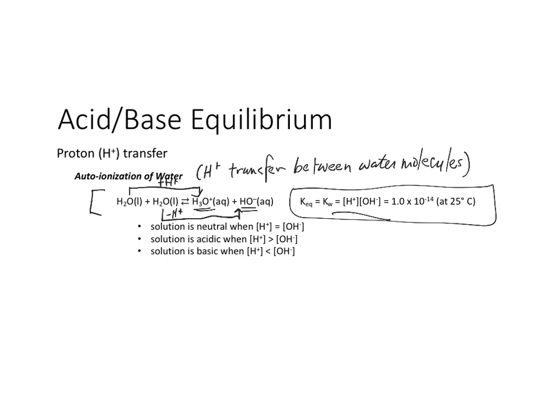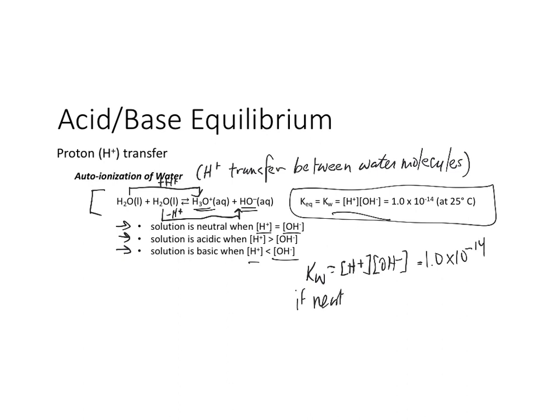You will have access to that relationship at all times and access to that value, but let's look at it. Now, when a solution is neutral, that means that H plus and OH minus are in equal concentrations. If I have more H plus, it's acidic. If I have more hydroxide than H plus, then the solution is basic. Now, if we look at this math then, Kw, which is H plus times OH minus, is 1 times 10 to the minus 14th.